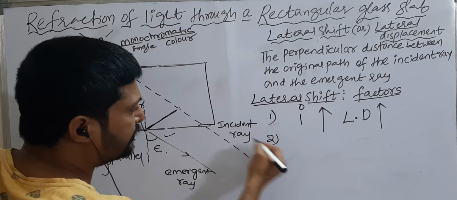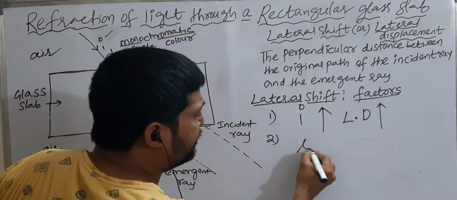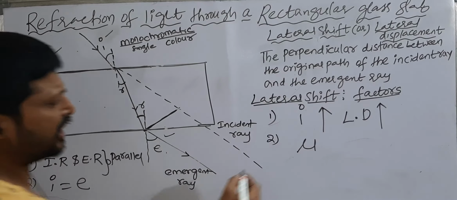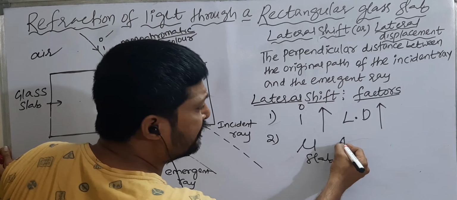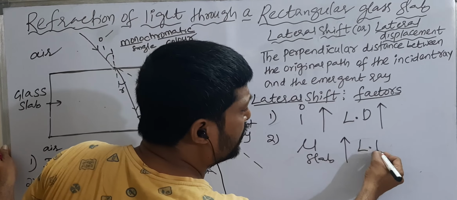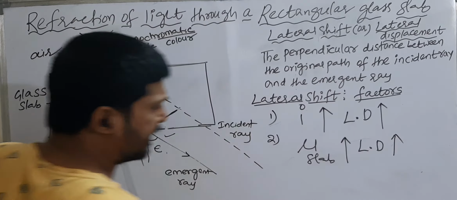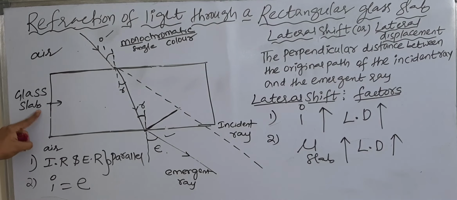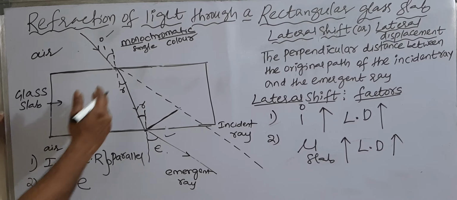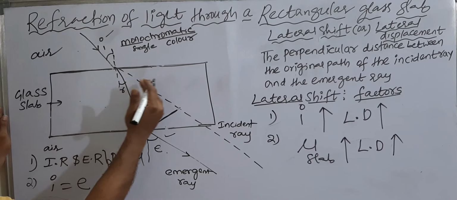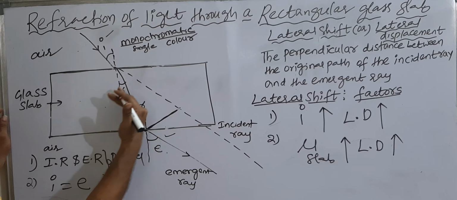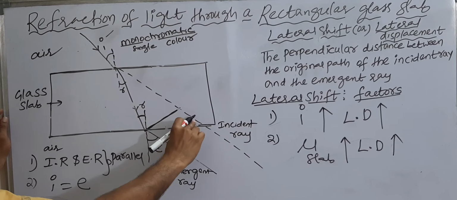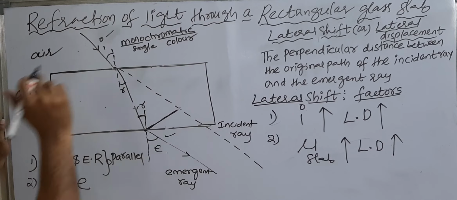Next one, refractive index of slab. If more is the refractive index of slab, more is the lateral displacement. That means if more is the refractive index of slab, more is the denser medium. More is the denser medium means more bending of light. More bending of light means more is the lateral displacement.